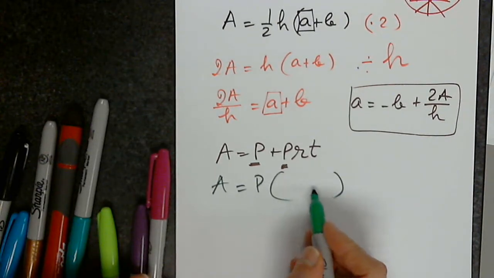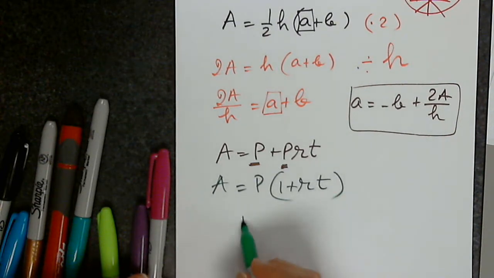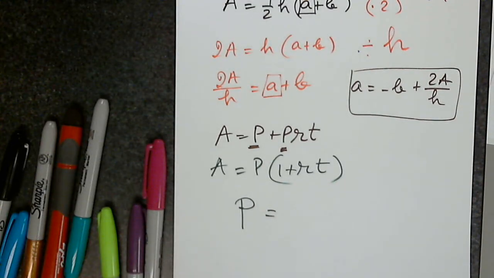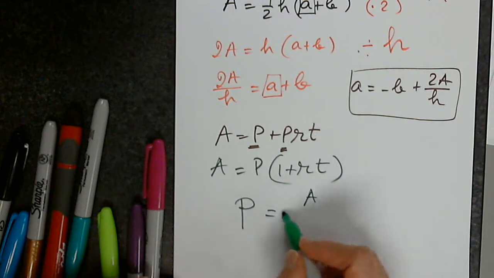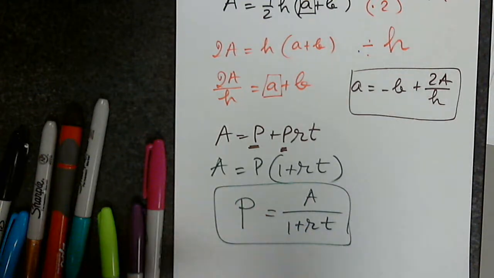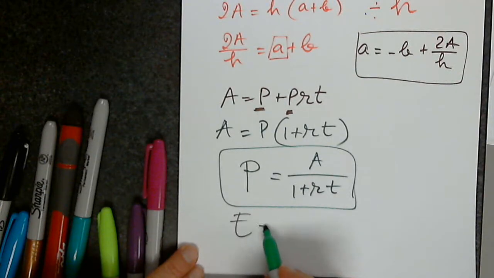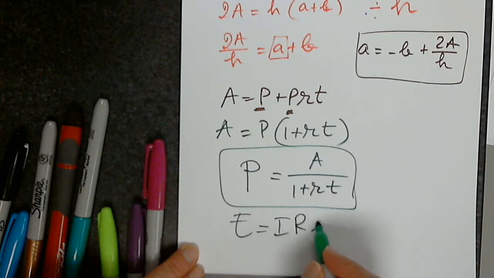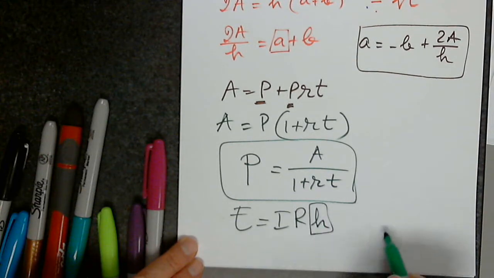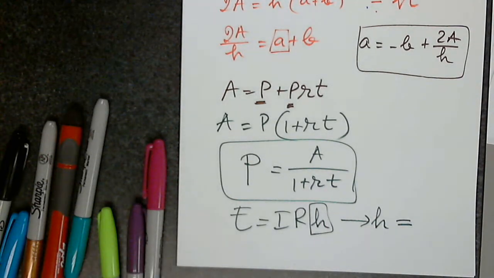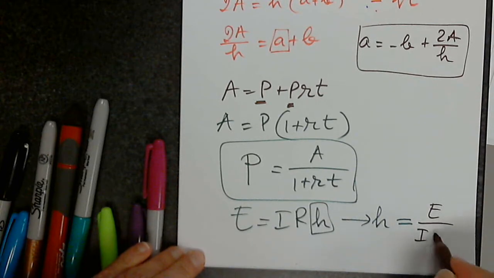So P times (1 plus RT). So now I have to solve for P, final step. Divide both sides by 1 plus RT. That's it. Okay, and one more and then we look at D. E equals I R H. We are solving for H. What does H equal to? E over IR. That's it.